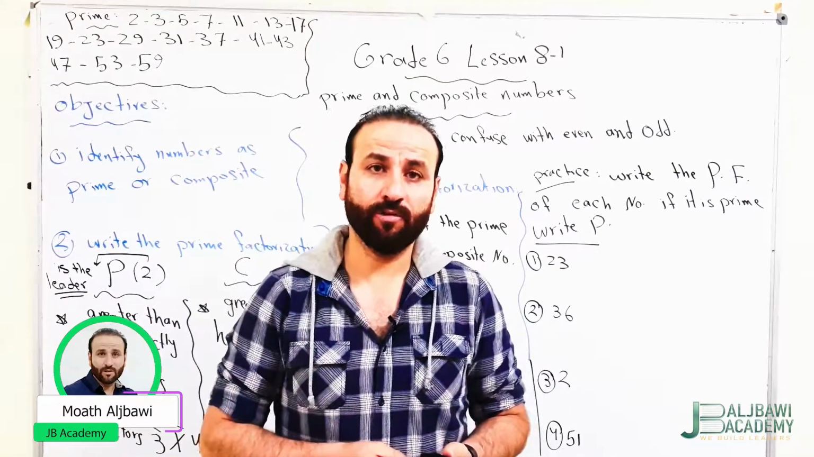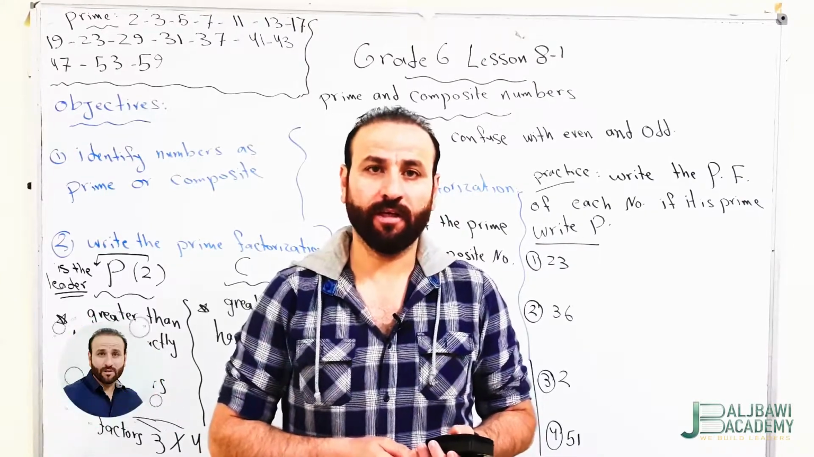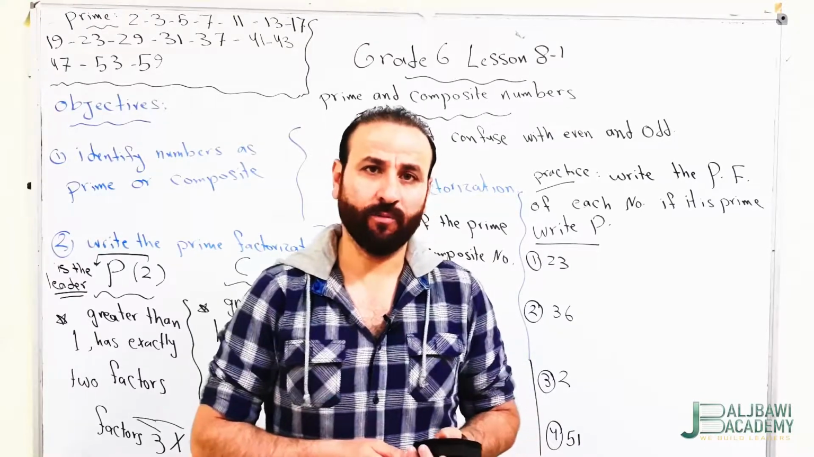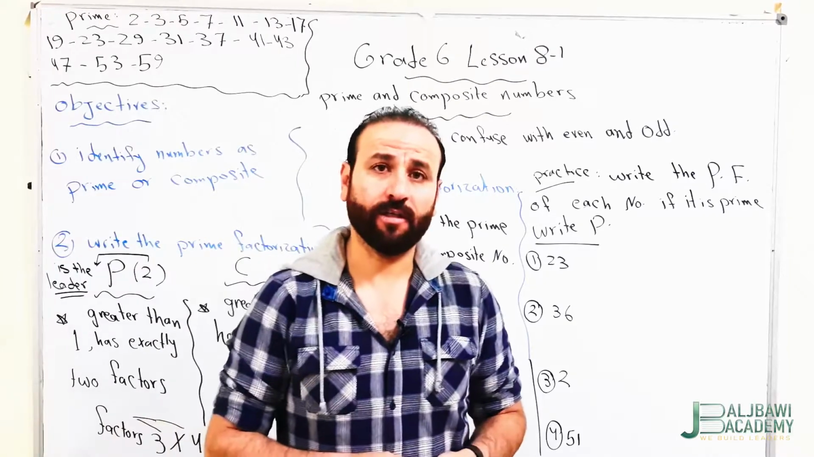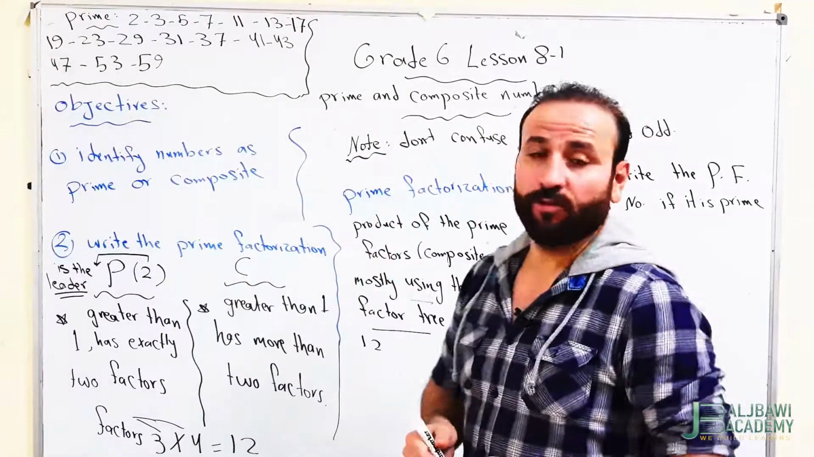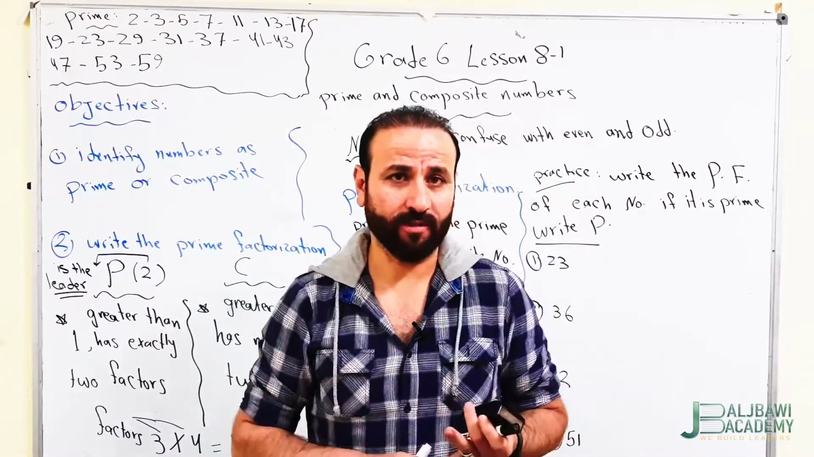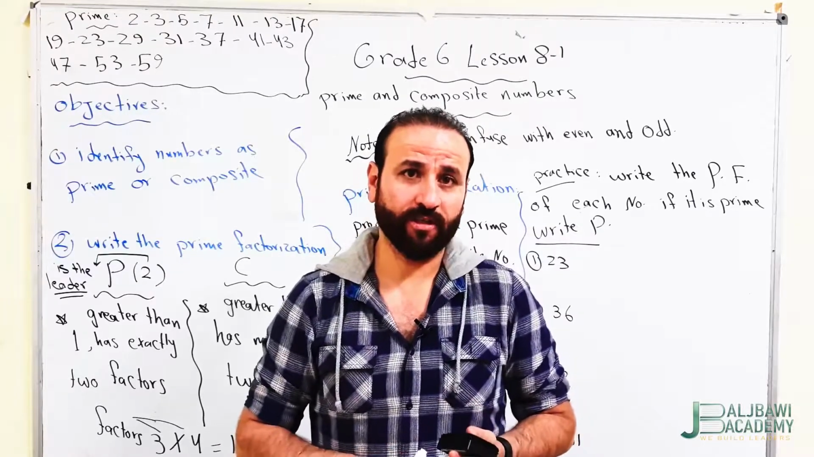In today's video, we will be discussing a very important lesson, which is lesson 8.1, prime and composite numbers. It's important for grade 6 and grade 5 students. Here we start. Our objective today will be to identify whether a number is prime or composite. Then we need to write the prime factorization of each number.